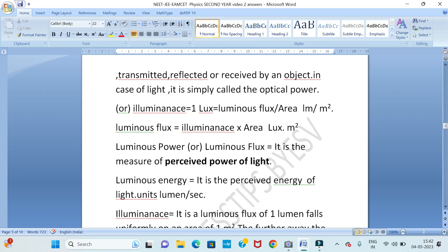Like luminous energy. It is the perceived energy of light. Luminous energy means it is the perceived energy of light. Units are lumens per second.